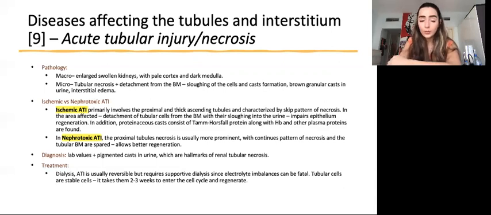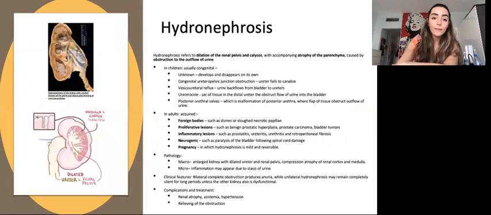It's usually reversible, but you need to make sure the electrolyte balances are in the safe zone, so supportive treatment. And it takes 2 to 3 weeks for the tubular cells to enter the cell cycle and regenerate. And obviously, if it is nephrotoxic, you have to remove the offending agents as soon as possible. Now, that was about diseases affecting the tubules and the interstitium. Next, we're going to go into acid-base balance disturbances and electrolyte disturbances.